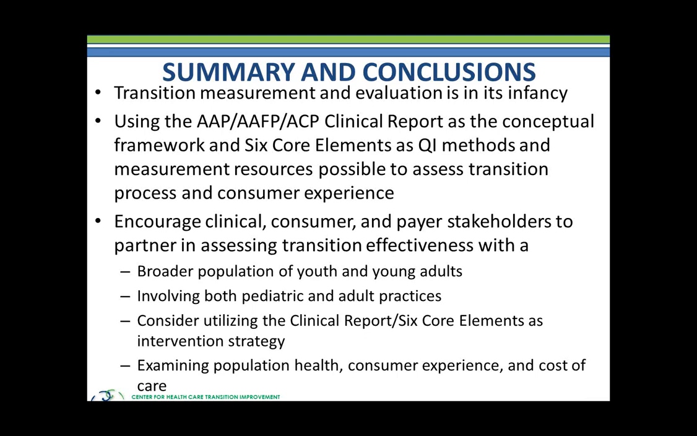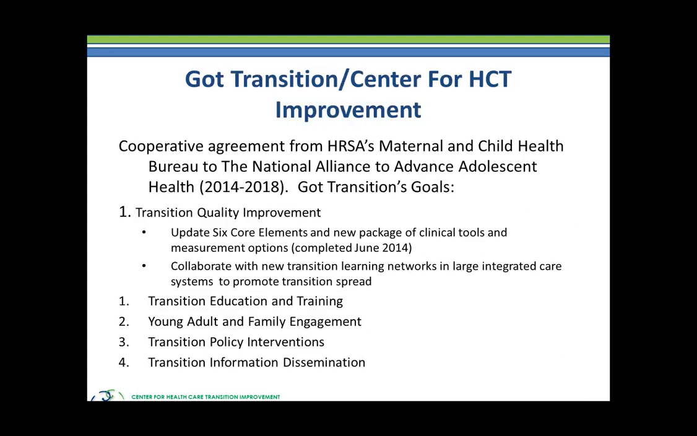Next, I just have three slides quickly about the National Center to give you a sense of what we're doing. It's a cooperative agreement through 2018. Our job is really to do quality improvement. We've updated the 6 core elements, and I'll tell you who we're collaborating with nationally. We also do a lot of education and training. We do a lot around adult and family engagement and policy. We're working on a bill in our Congress around this, and obviously information dissemination.